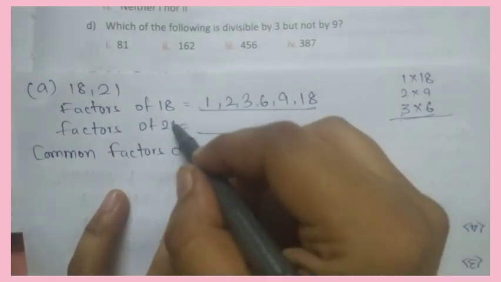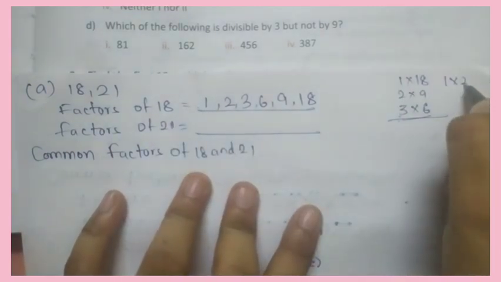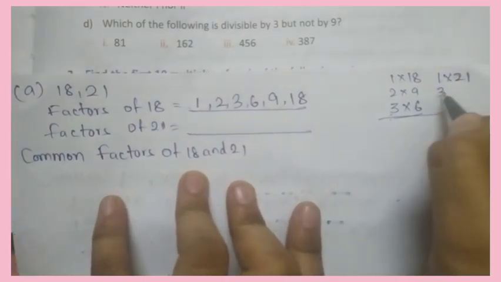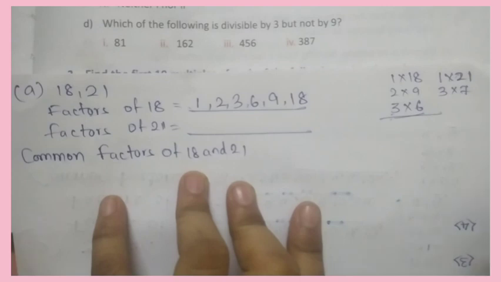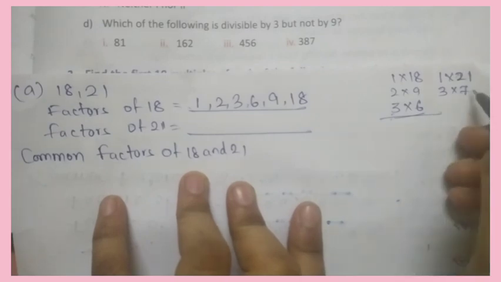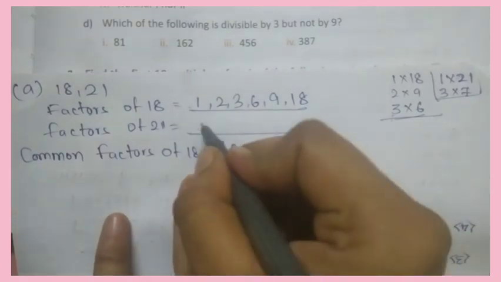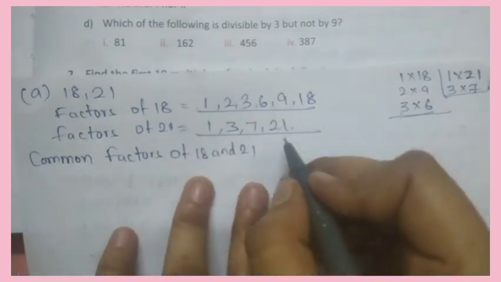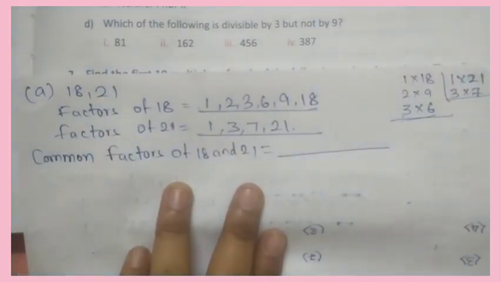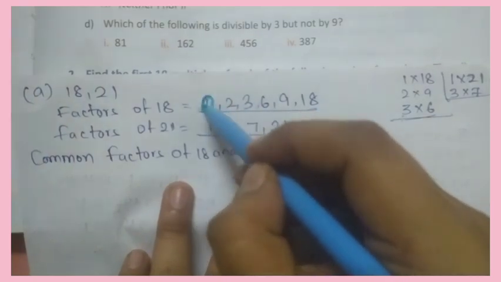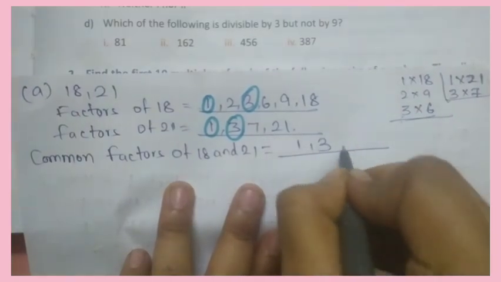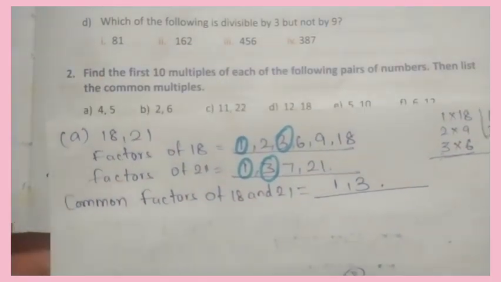Now we'll write the factors of 21. 1 21 is 21. In the 2 table will we get 21? No, 2 10s are 20, 2 11s are 22. 3 7s are 21. In the 4 table we will not get it, 5 not, 6 7 already completed, so we'll stop here. 1, 3, 7, 21. These are the factors of 21. So we'll write the common factors, the factors which are the same in these two numbers. 1 and 3. Common factors are 1 and 3. This is the A answer.